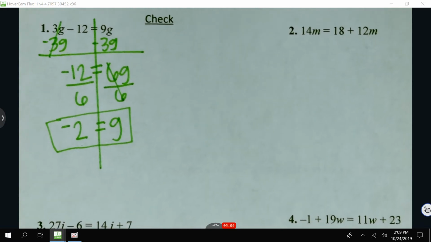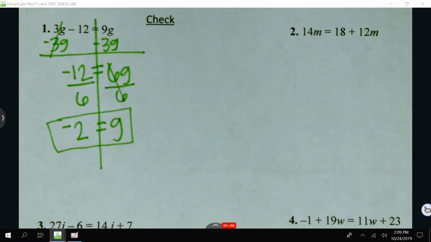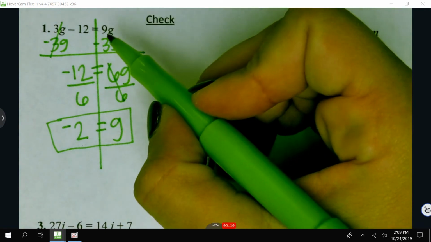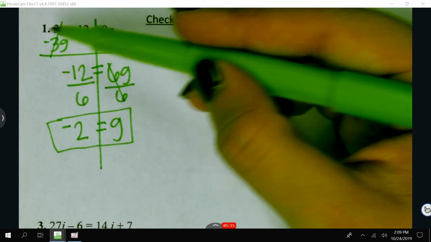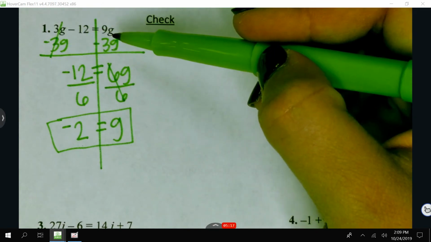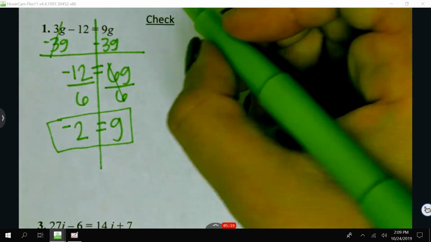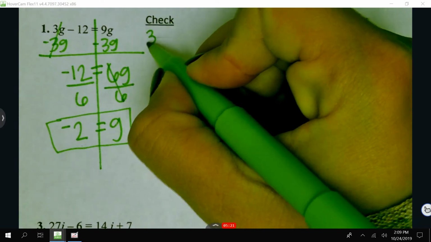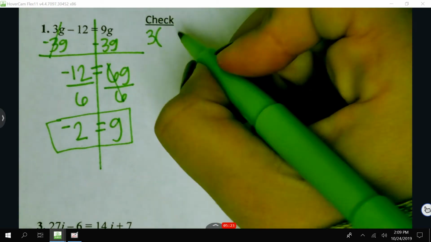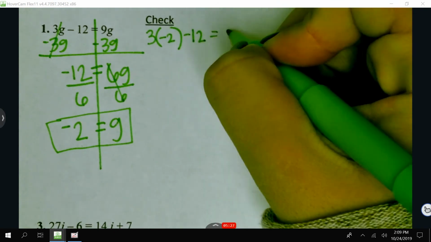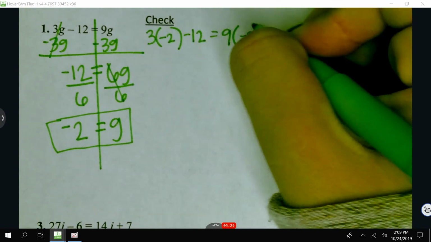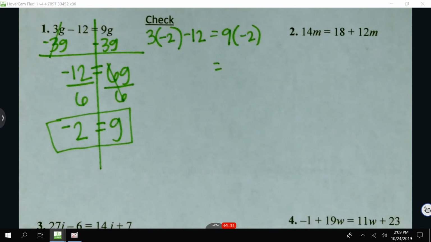Do I need to check my answer? Yes. The checking is a little bit different now because I'm plugging in -2 for G. Remember, I have 2 G's, so that means I'm going to be plugging in twice. So you're not going to have something equal to a number like we're used to. So that means I have 3 times -2 minus 12 equals 9 times -2. So now in this case, you have to solve both sides. You don't just have to solve one side.